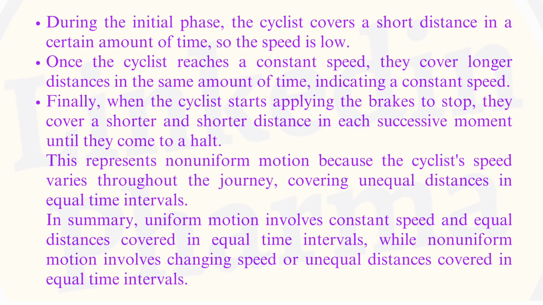In summary, uniform motion involves constant speed and equal distances covered in equal time intervals, while non-uniform motion involves changing speed or unequal distances covered in equal time intervals.